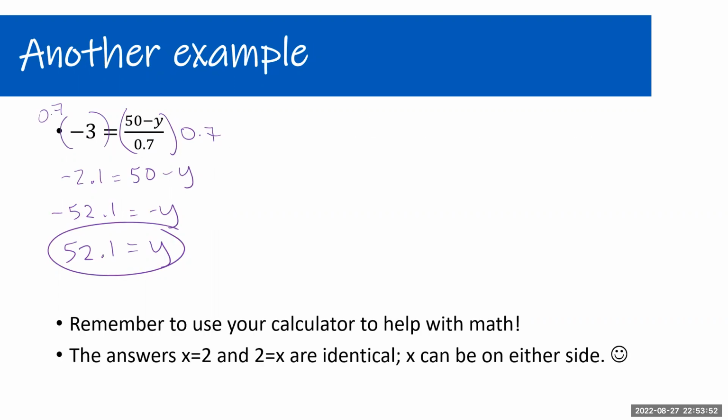Something that's also worth noting is that the answers x equals 2 and 2 equals x are identical. You can put that unknown on either side. So up here, you could have 52.1 equals y, or you could write, depending on which side you solve first, y equals 52.1. Okay, those are equivalent. It's a matter of preference, and it's also a matter of sometimes you might bring x to one side and your neighbor might bring x to the other side, and that's going to decide where you're going to have it.